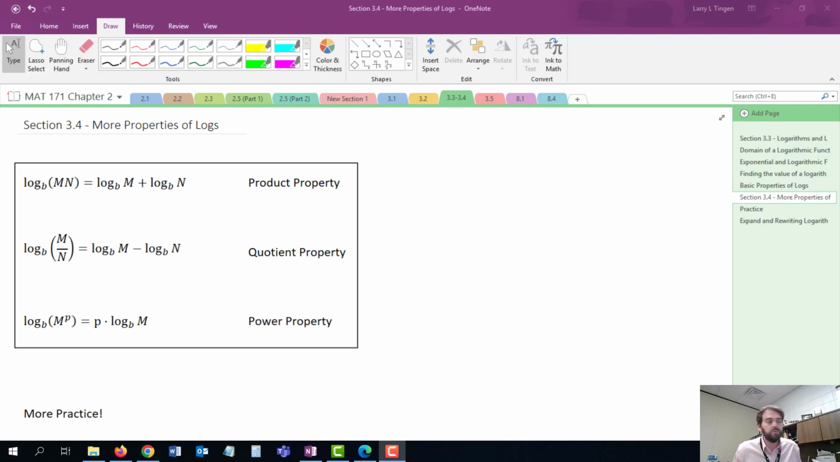All right, so here we go, 3.4. More properties of logs. So we're just going to carry over from the logs from last time. I know this only looks like 3 pages. Most of this is practice using the 3 properties that I'm introducing now.